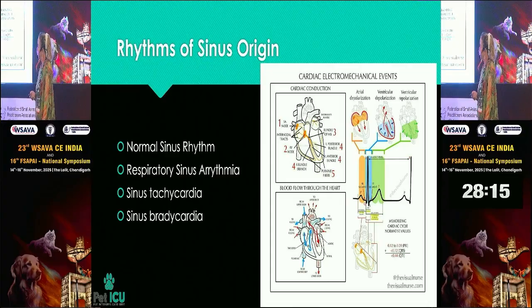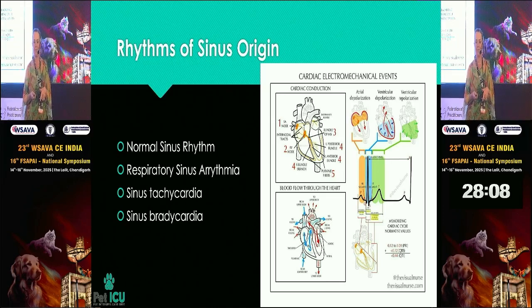So your normal rhythms, you've got normal sinus rhythm, you've got a respiratory sinus, and then we just have simple tachycardias and bradycardias. I've got some cheat sheets as well at the end, which I've put in the slides, and I can make sure the PDF comes to you as well.